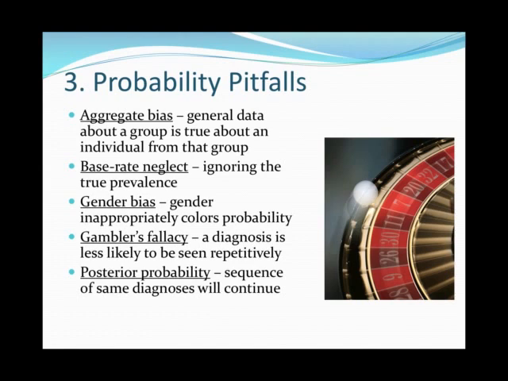Okay, aggregate bias. This is where general data about a group is assumed to be true about an individual from that group. We'll go through examples too so it can make it a little more clear. Base rate neglect is where you ignore the true prevalence of a problem or a disease. So the prevalence or the amount of disease in a certain population is not taken into account.